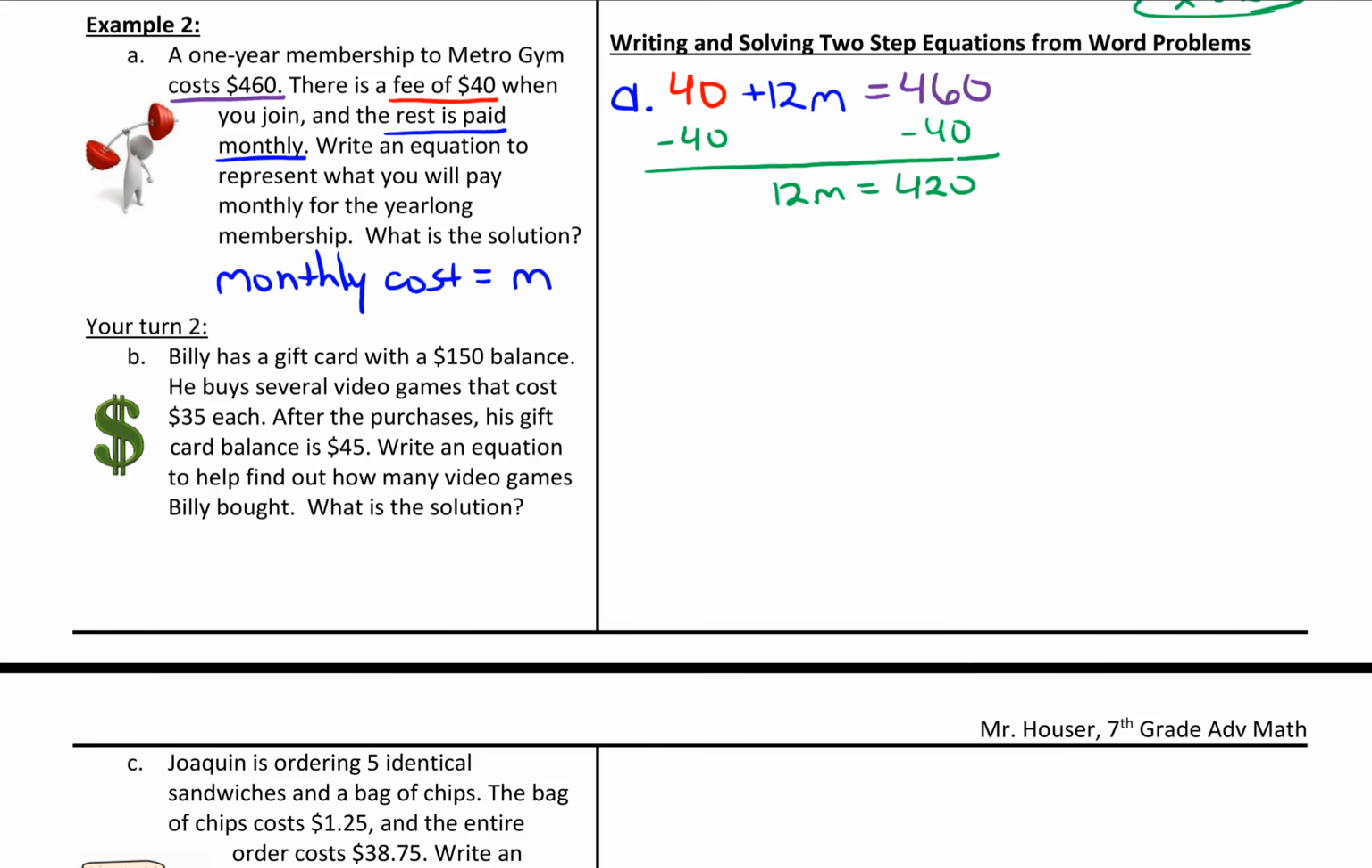If we divide both sides by 12, we'll get a monthly cost of $35. Make sure you're labeling your numbers here. We don't want to leave any numbers without labels. We always want to know what these numbers are. Okay, and so keep in mind that this is the solution. It's the number that makes this true. We will always, every month, pay $35 a month.